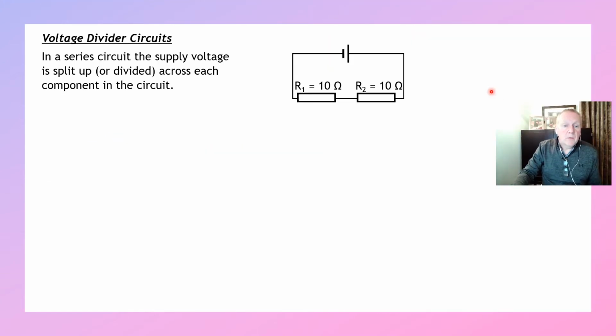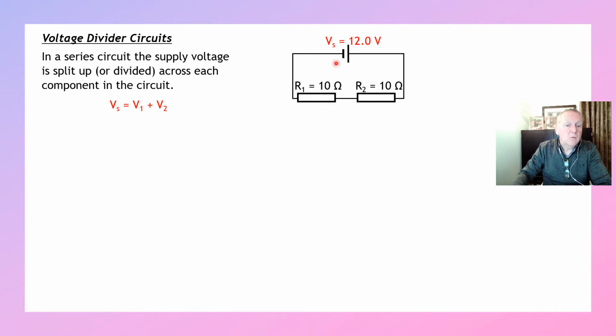So just a quick reminder, this is the thing we were doing in the previous PowerPoint. This is a voltage divider circuit. You've got two resistors in series, and basically the voltage from the power supply, in this case a battery, is split up or divided across each component, such that, one of the rules for a series circuit, the voltage from the supply equals V1 plus V2.